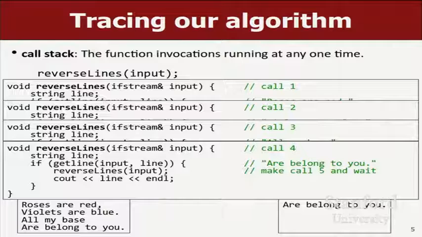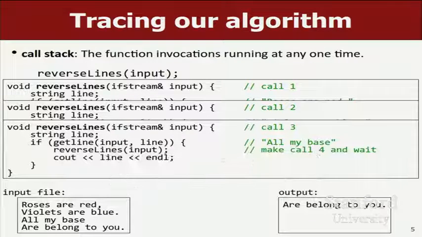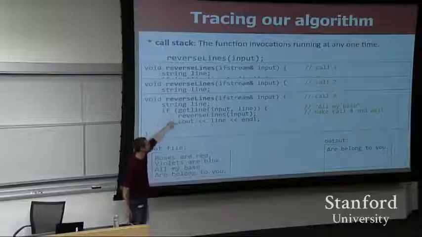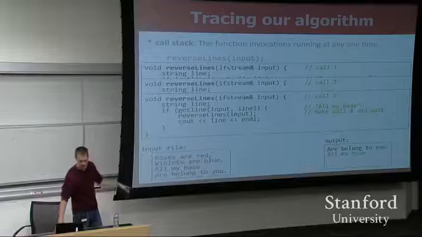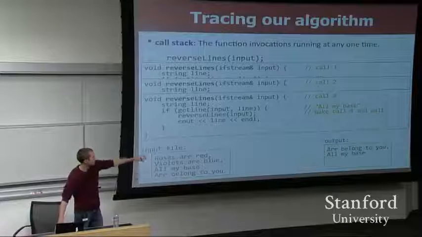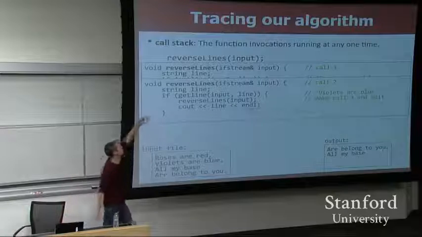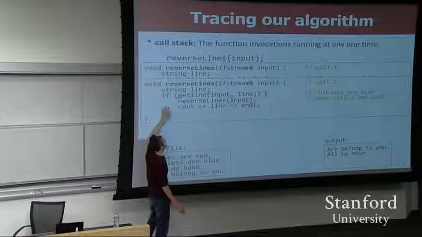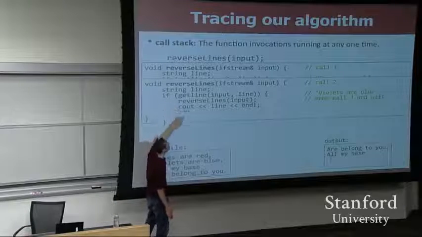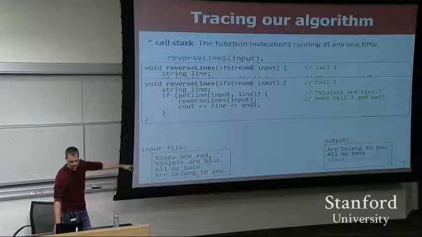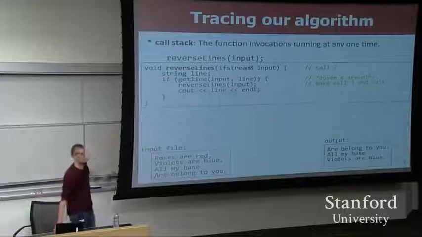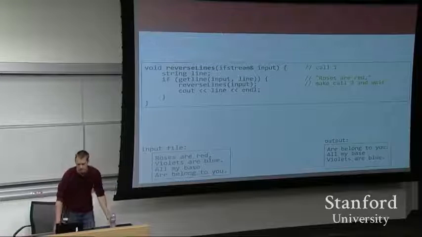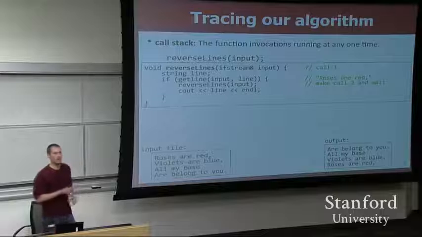Now this call is done. So this exits back to here. This finishes, so he's holding line of all my base, which he prints. That comes out on the output. Now he's done, so he returns. Comes back to here. This guy's storing violets are blue, which he prints. Comes out on the output. He returns. You see what I'm saying? This is kind of how it goes. It prints out the lines in backwards order.